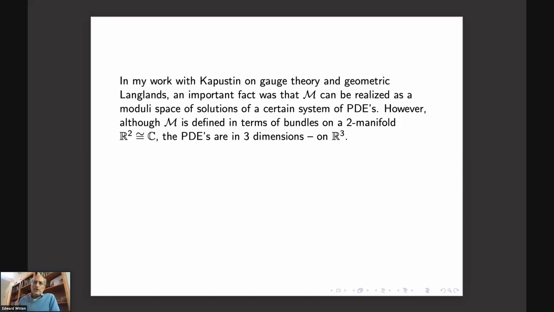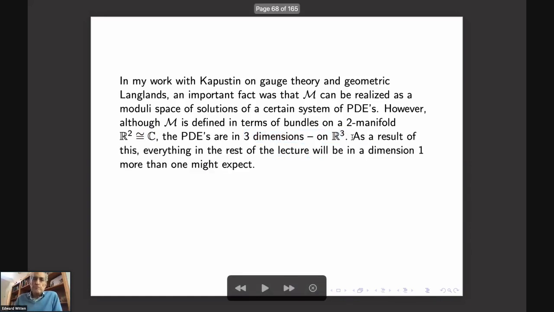The algebraic geometer's definition of M involved bundles on a 2-manifold R2, which was simply the complex plane in the example I gave. Or we compactified it to CP1, but anyway, it was 2-dimensional. But the PDEs are going to be in 3 dimensions. There'll be PDEs on R3. As a result of this, everything in the rest of the lecture will be in a dimension 1 more than you might expect.